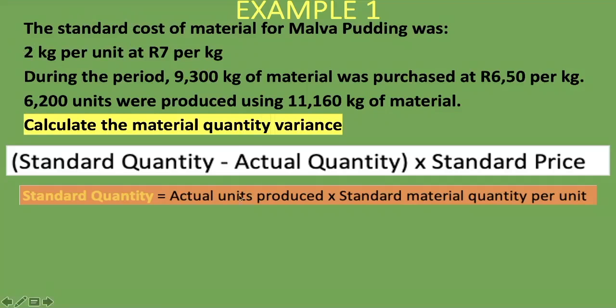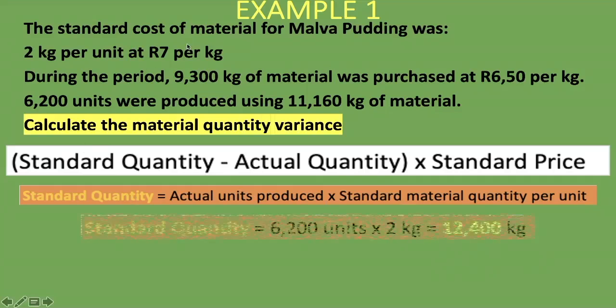So we're going to take our actual units produced, which is the 6,200, and multiply that by the standard material quantity per unit, which is the 2 kg. And how much does that give us? It gives us 12,400 kg. What does it mean? It means that according to our company, we were supposed to use 12,400 kg to produce the 6,200 units.